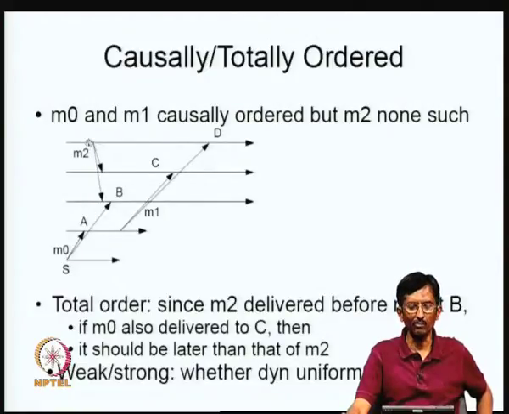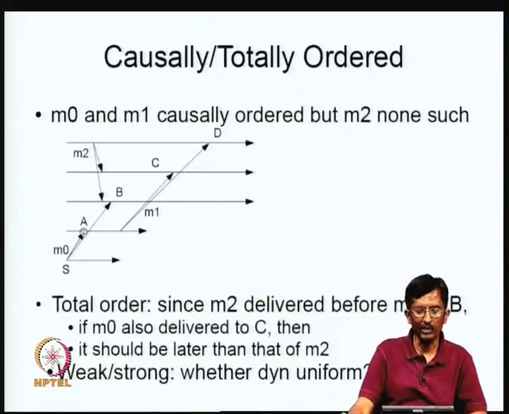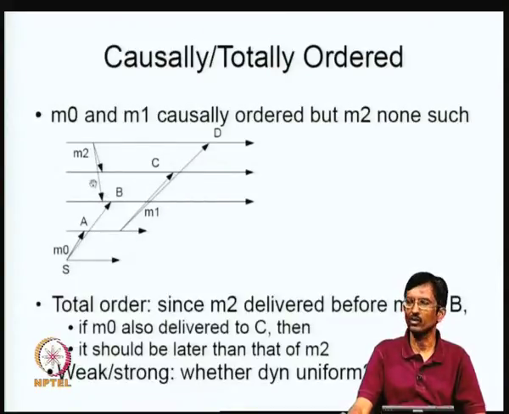For example, this M2 goes to C and B, right, and there is no way in which I can say that. For example, here I see this is before this, but I can't really order this with respect to what is happening at A. And since the event happened here for sending it out, I can't really put M2 in correspondence with respect to whether it is before or after M0. Okay.